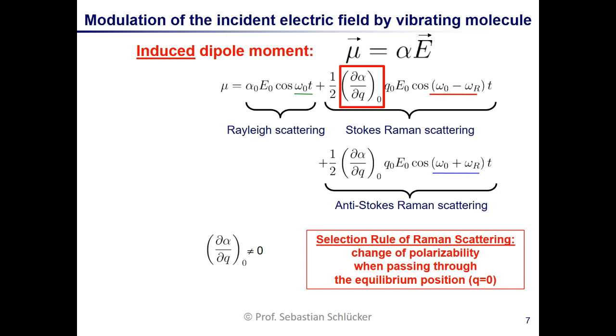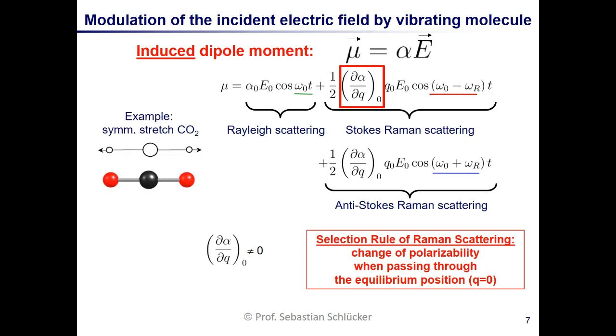So the change of the polarizability alpha when passing through the equilibrium position, d alpha by dQ, that's the change of the polarizability with respect to the normal coordinate, at the equilibrium position, so right of the brackets, Q equals 0, the subscript means equilibrium position, that must be different from 0. In other words, if there is no change in polarizability when the molecule passes through the equilibrium position, then you will not be able to observe Raman scattering.